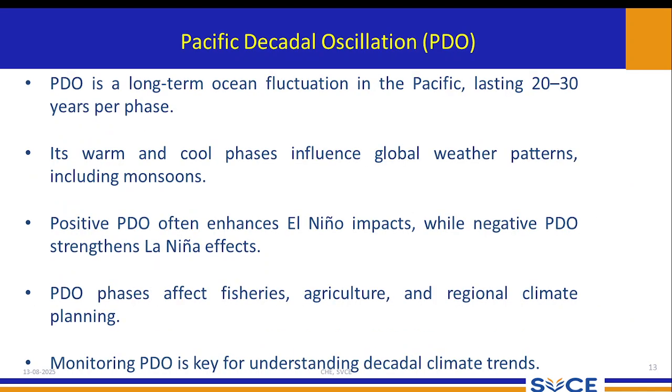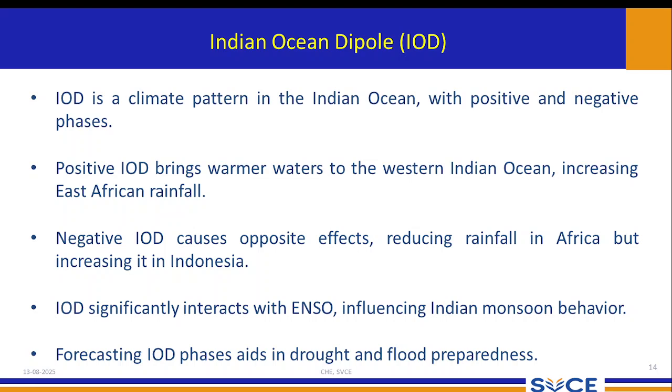So here the Pacific Decadal Oscillation has a positive phase and a negative phase. Similarly, here also you have a positive IOD and negative IOD, Indian Ocean Dipole.